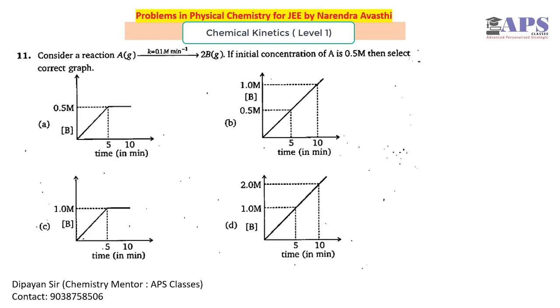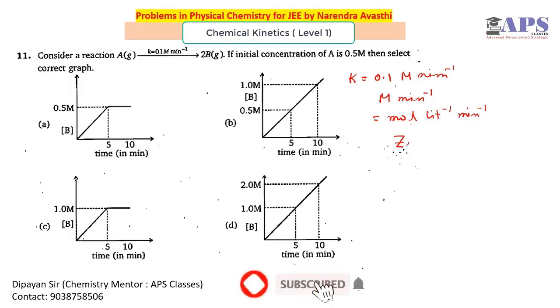In question number 11, rate constant K is 0.1 molar minute inverse. So the unit can be written as molar minute inverse or mole liter to the power minus 1 minute inverse. Okay, so basically this is a case of zero order reaction.